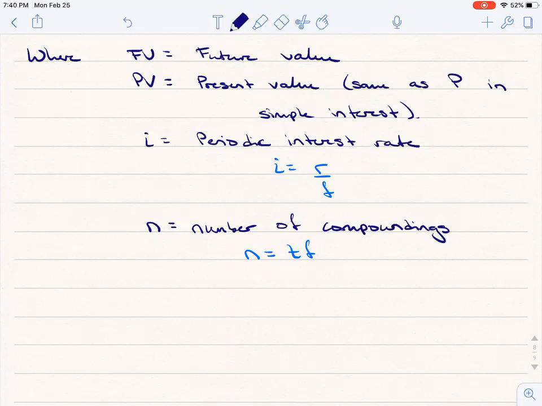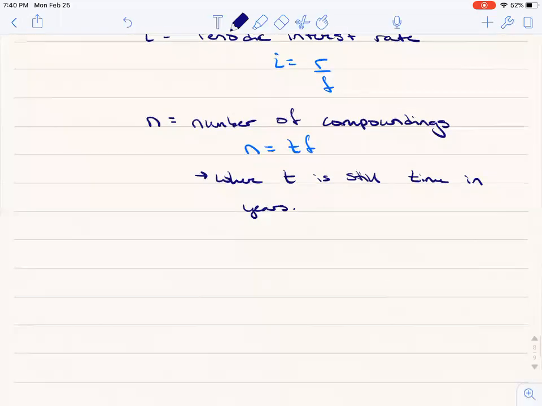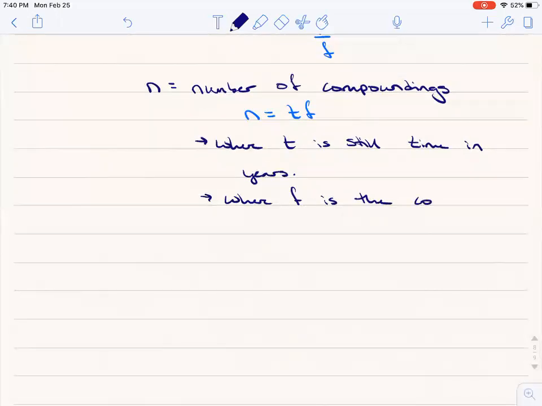Even for 2 years, I shouldn't have used 52. Maybe something easier like quarterly. For 1 year, we've got 4 quarters. If we go for 2 years, we've got 8 quarters. Right? And so here, where T is still time in years, and also where F is the compounding frequency.